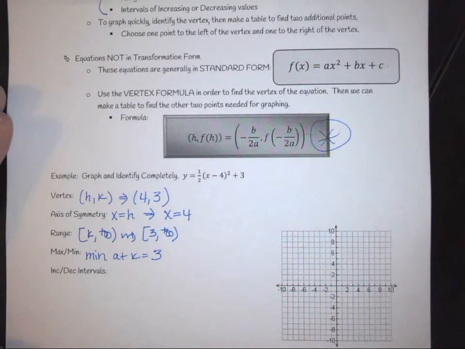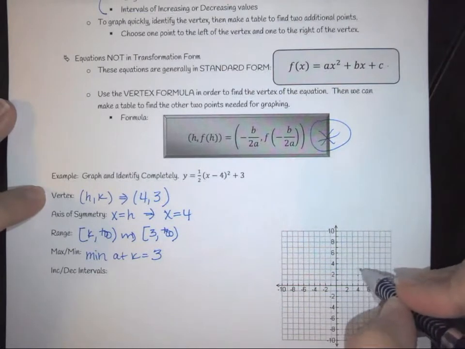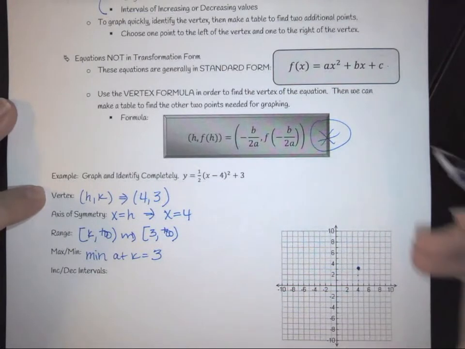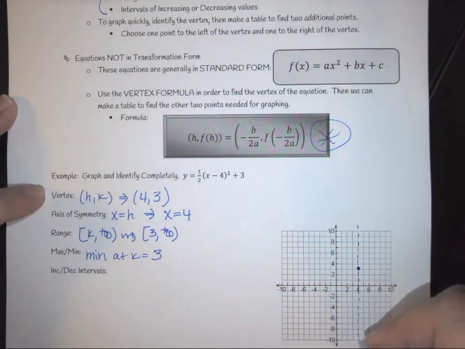Last, we have to do increase and decrease. So the first thing I'm going to do is just do a rough graph for you so that you can see what's going on. You want to start by graphing your vertex. So that's the point 4 and up 3. You want to graph in your axis of symmetry. So we're going to kind of graph that in there.